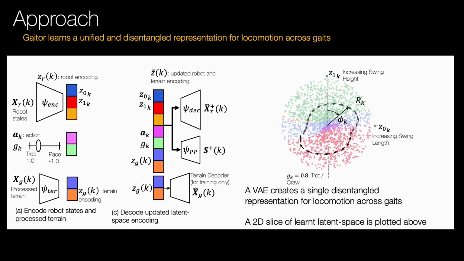This creates a latent space which is both disentangled and usefully structured. If we apply a trajectory within this space and decode it, we can solve for locomotion problems.